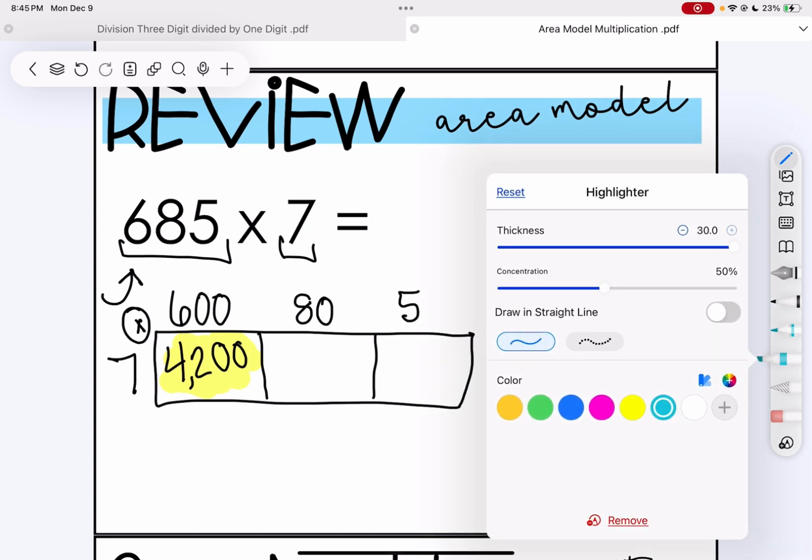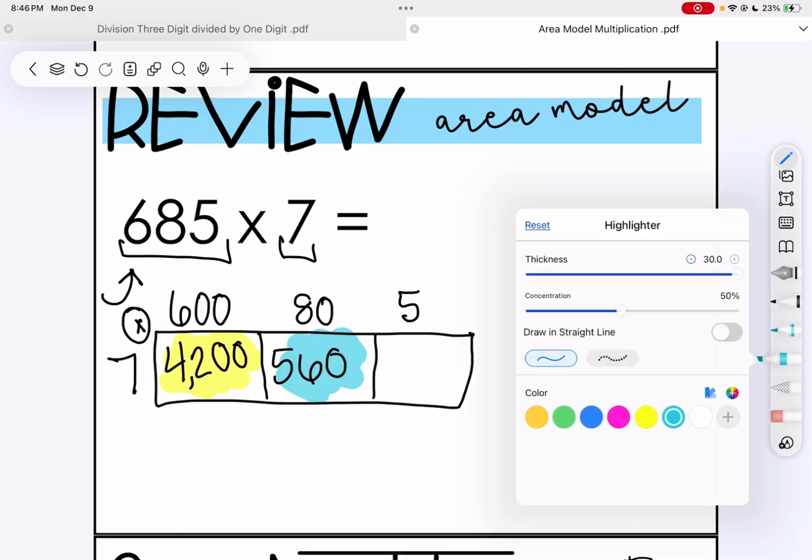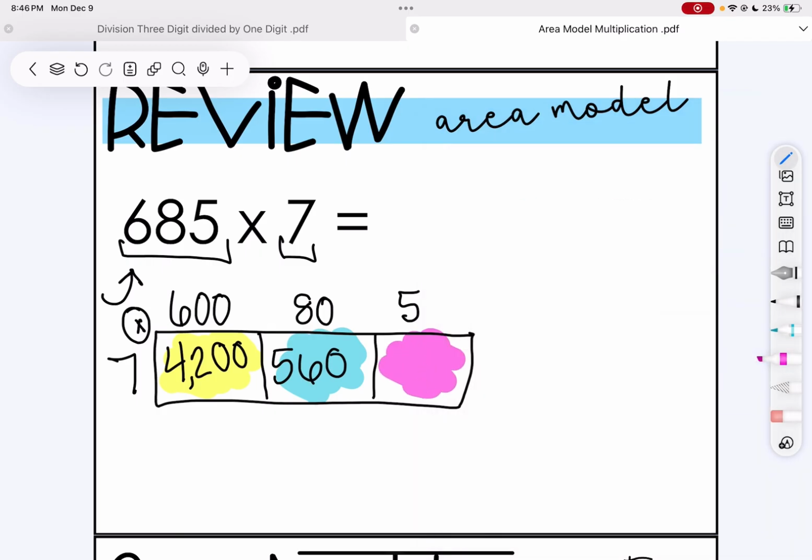Moving on to the next box, we look up and see 80, over and see 7. I know that 8 times 7 is 56. And then there is 1 0 at the end. So 560. In the last box, I would look up and see 5, over and see 7. There's no zeros, so 5 times 7 is just 35. Again, these numbers inside the boxes are called partial products. It's just part of our answer. So if we wanted to get the full product, we would have to stack these numbers up to add them.